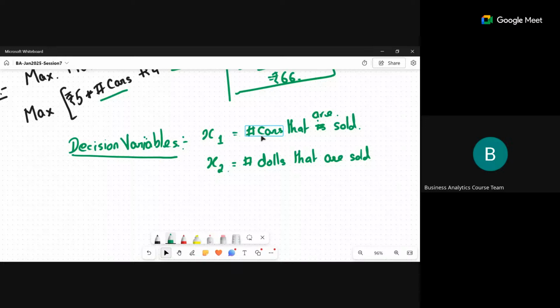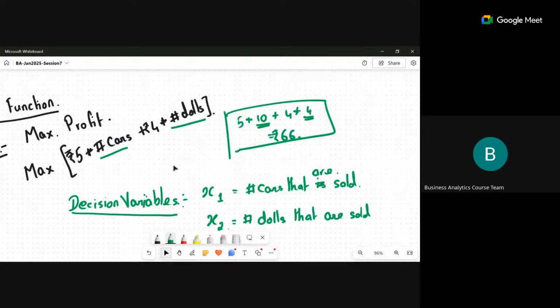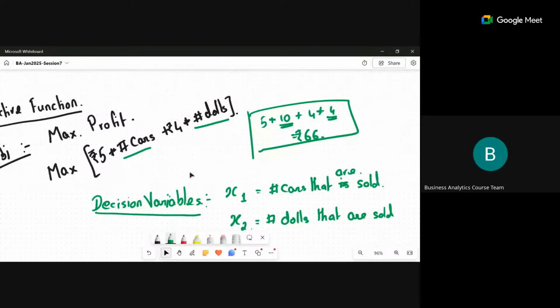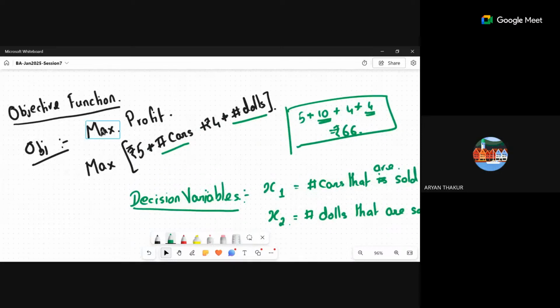sell. Okay. So if I just ask you to solve this problem without any constraints, what will happen? There are no constraints here on x1 and x2. So what would be my value for my objective function? Infinity. Why infinity? Because I have a max function, so I will try to push my number of cars as high as possible. So what will happen?